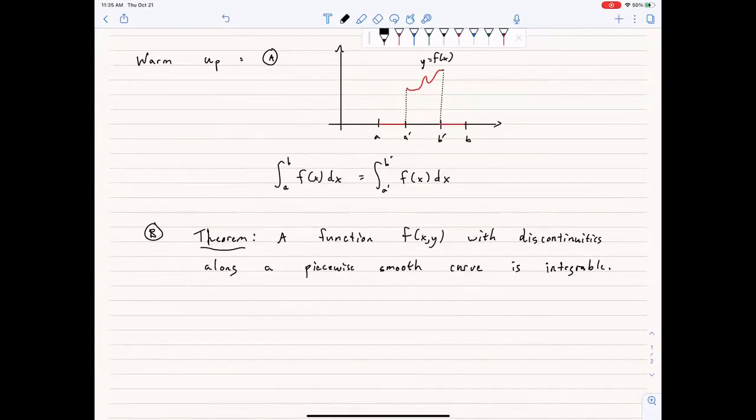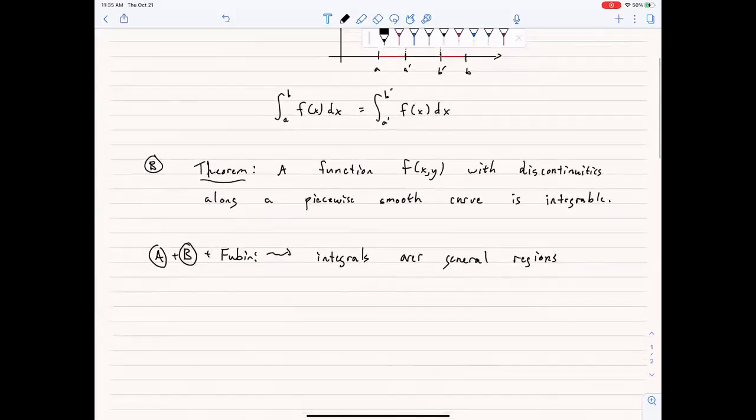Now, what we want to do is take the fact about subintervals, and we want to add Fubini, and we're going to get integrals over more general regions. This is the idea. Now, how general do I want it to be? Well, let's do a problem, and we'll do this by example in a sense.